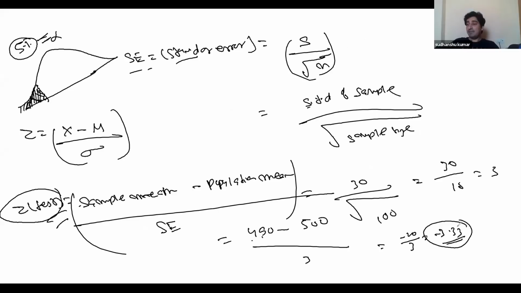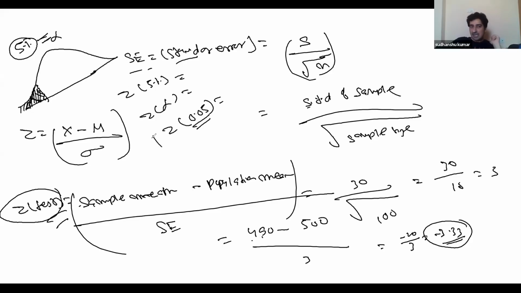Now, if we are able to find the Z value, we are supposed to find out what is the Z of 5%, meaning what is Z of alpha, meaning what is Z of 0.05. I have to find out this particular one.